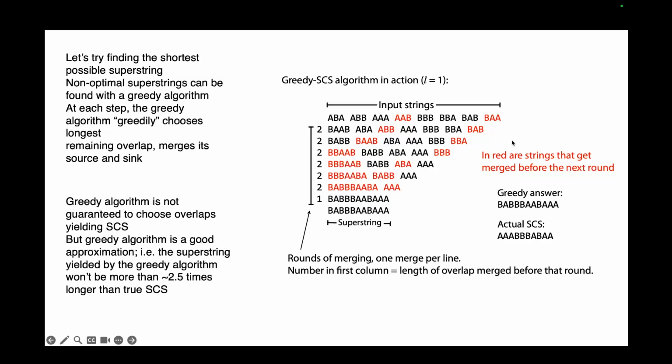Now, this is an example for that. If you take just one overlap here, L equal to 1, these are your set of reads 1, 2, 3, 4, 5, 6, 7, 8. So you're starting out with 8 strings. At each step, you are trying to find a couple of reads which have the maximum amount of overlap. In this case, the overlap is 1. In red are the strings that get merged before the next round. So in the next round, these two are merged into one.